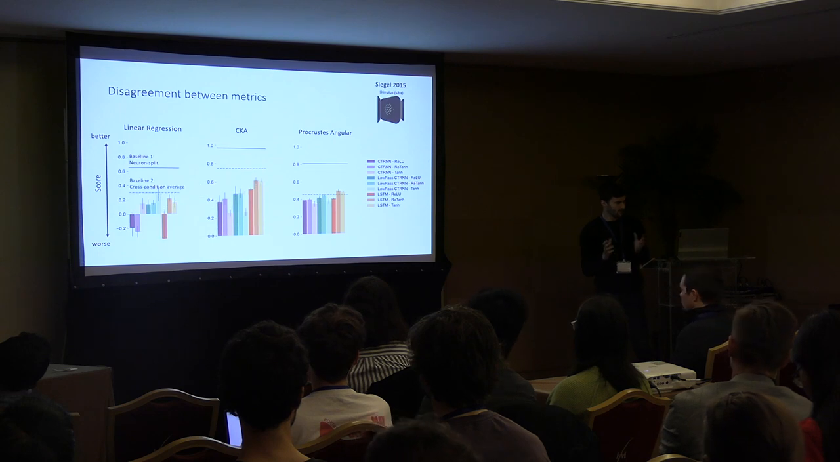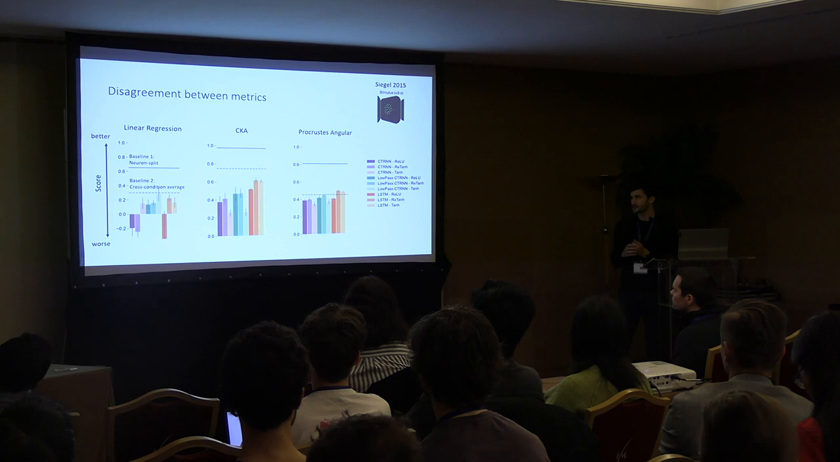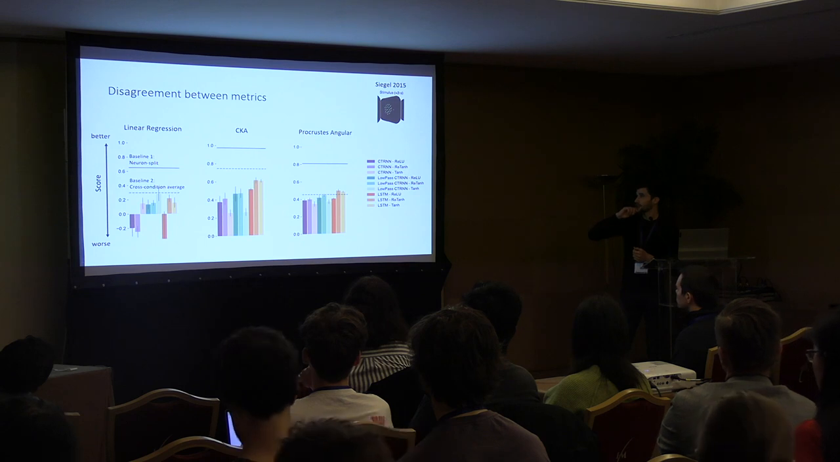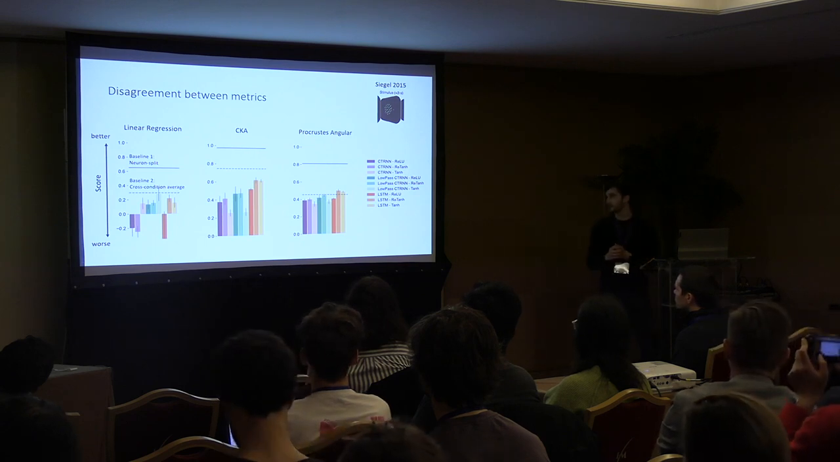And we also get some similar results for the other data sets, where we found a lot of disagreements between the metrics. For example, here if we look at CKA, it seems that the LSTM models in orange are better than the other models.